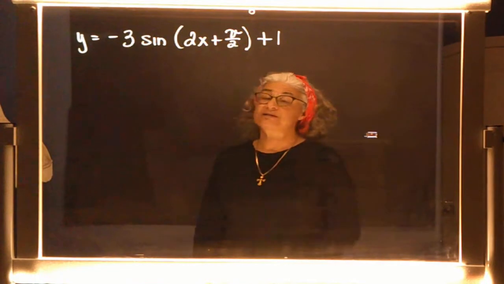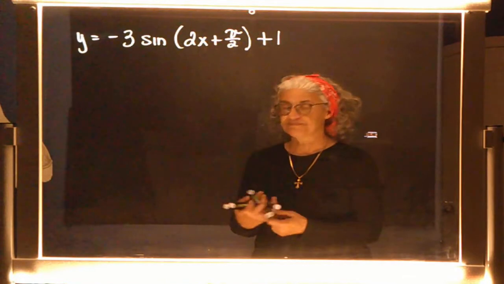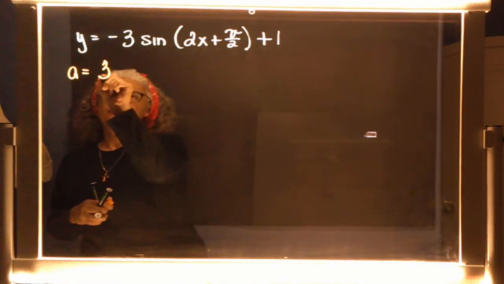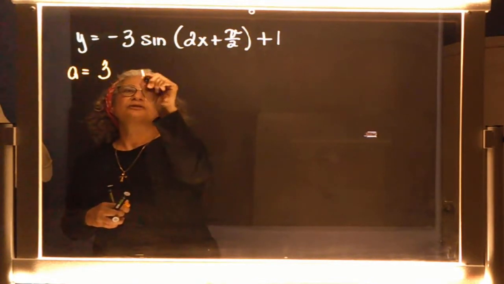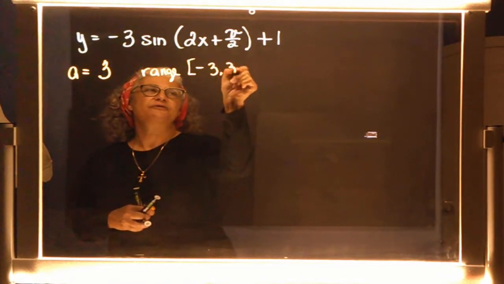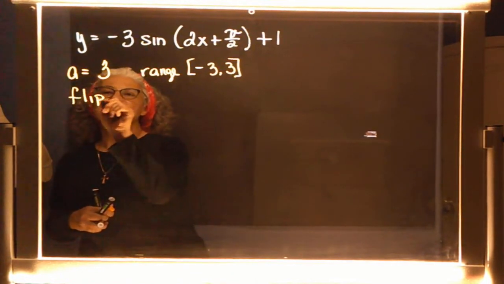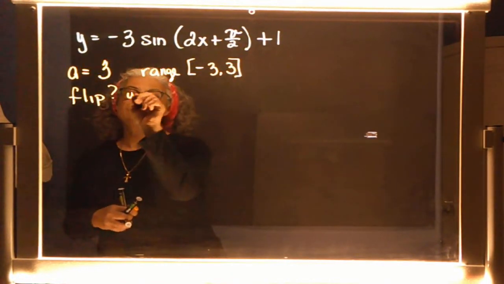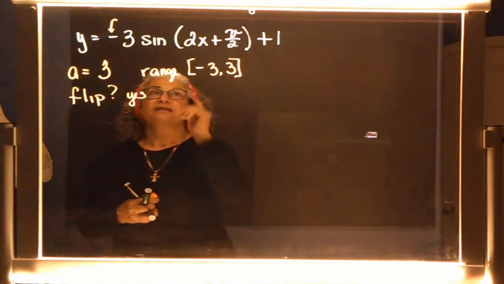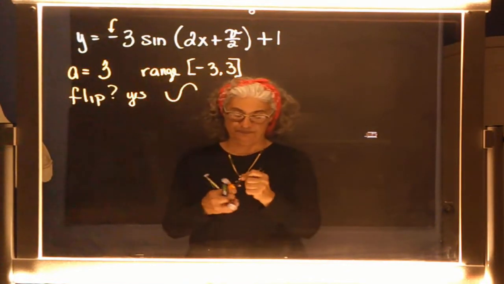Okay, so let's look at this last problem. They're asking me to graph. Where do I start? Good. Amplitude. What's my amplitude? 3, which tells you your range, which goes from -3 to +3 inclusive. That means brackets. Next question you ask yourself is, does it flip? Yes, it does, because there's a negative in front. And this is a sine graph, so since it flips, it's going to go from the valley to the mountain, isn't it?